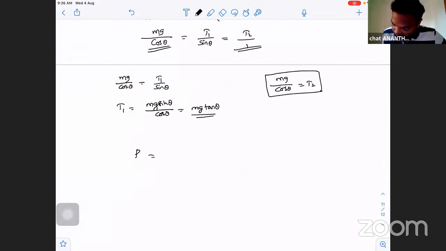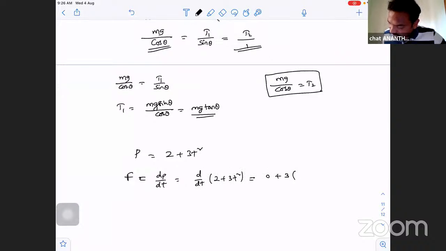See, momentum has been given as what? Momentum is given as 2 plus 3t squared. What is the force equal to? Change in momentum by change in time, dp by dt. This is Newton's second law, the derivative. Then d by dt of the p value: 2 plus 3t squared. The derivative of 2 is 0. 3 into t squared, derivative is 6t. Then what force value will we get? But at what time are they asking the force? At time t equal to 3 seconds. What's the force value? 6 into 3, 18 Newton.